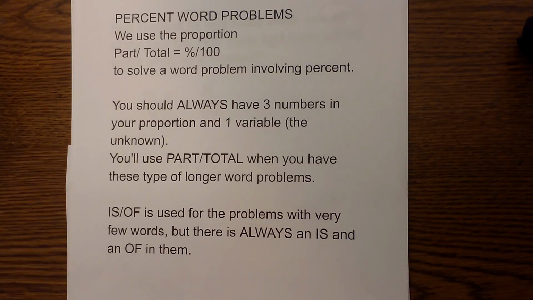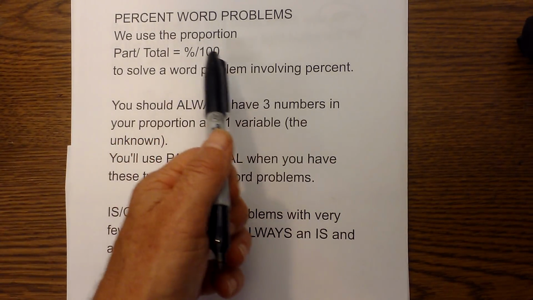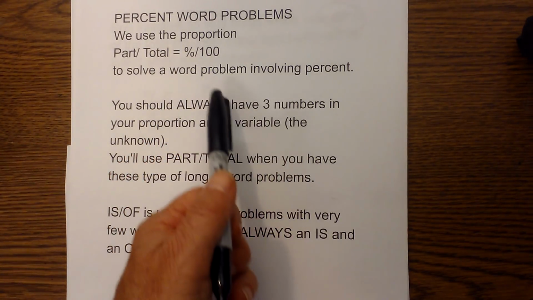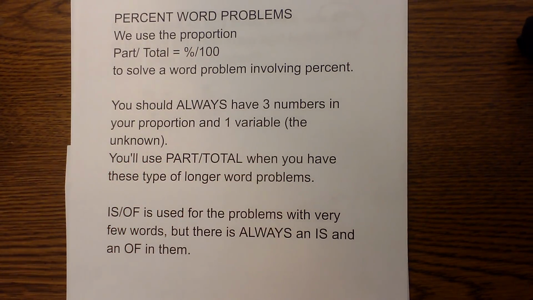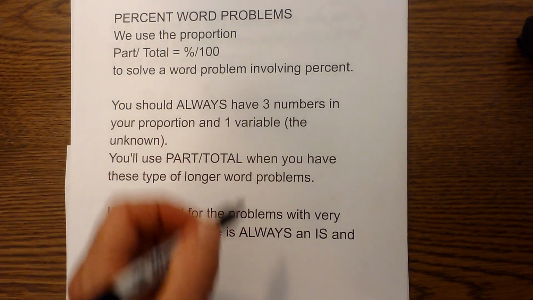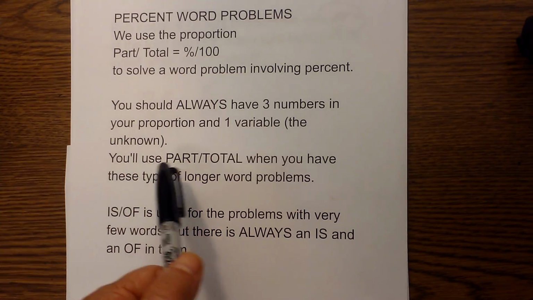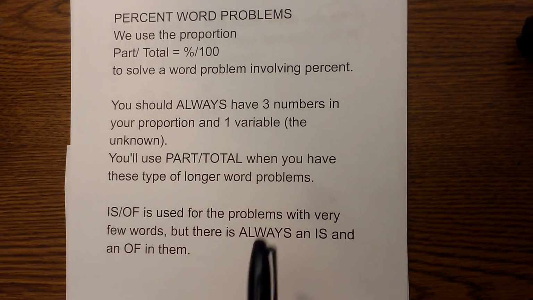In this video, I'd like to work on solving percent word problems. You can use the proportion part over total equals percent divided by 100 to solve a word problem involving percent. You should always have three numbers and one variable. You'll use part divided by total when you have longer type word problems.